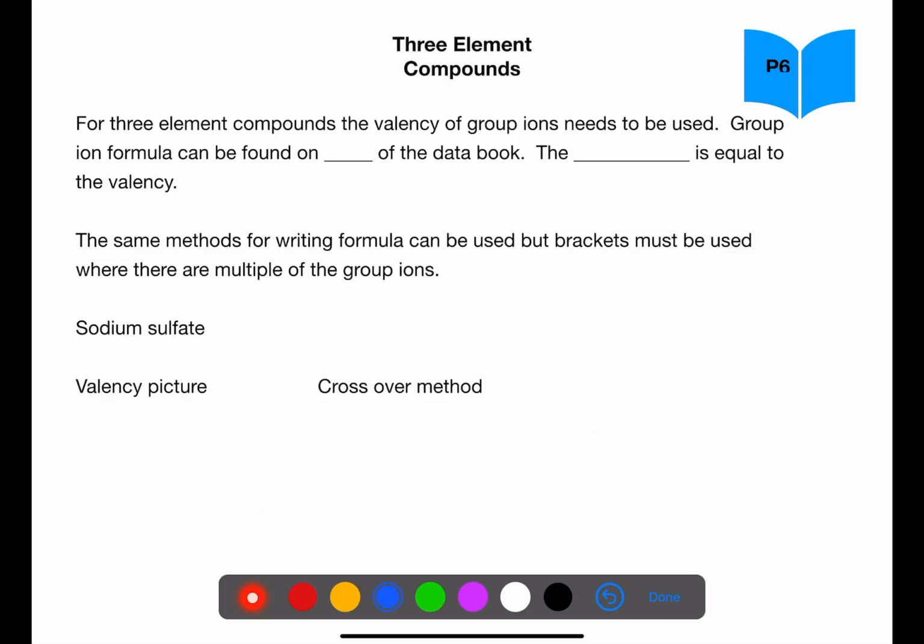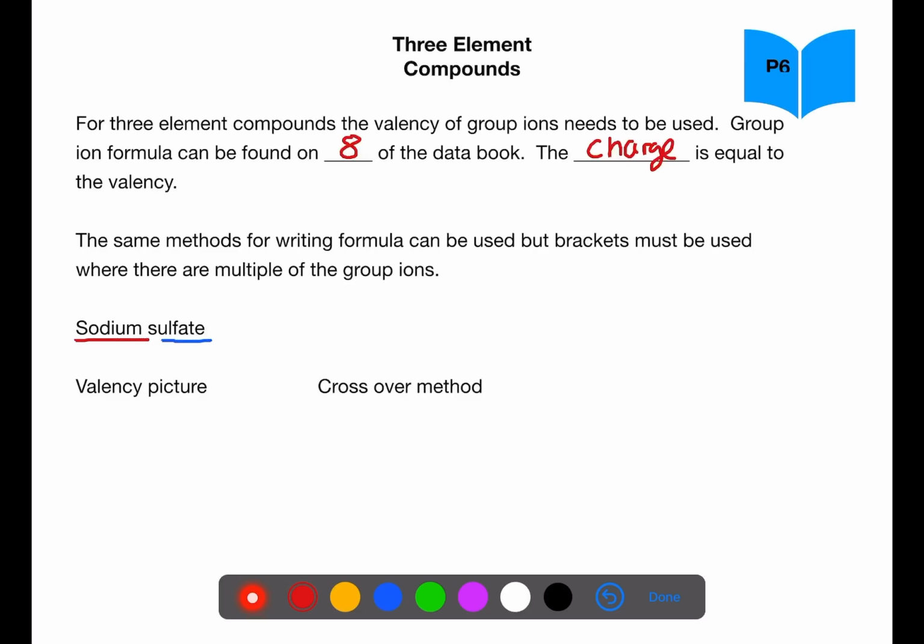Look now at 3-element compounds. For 3-element compounds, the valency of group ions needs to be used. Group ion formula can be found on page 8 of the databook. The charge at the top of each column in this table is equal to the valency for that group ion. We can use the same methods for writing formula, but brackets need to be used where there are multiple of group ions. Here we're looking at sodium sulfate.